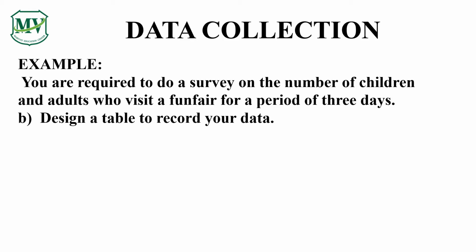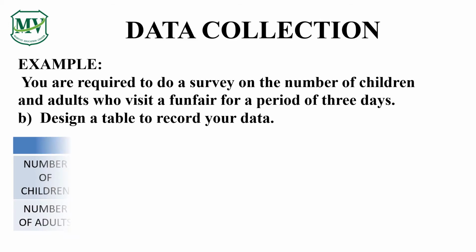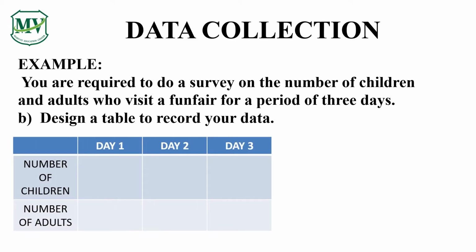Now, let us design a table to record our data. Our table will be like this. On the left part, I put the variables, the number of children and the number of adults. On the upper part, I put the period of time, day 1, day 2, and day 3.